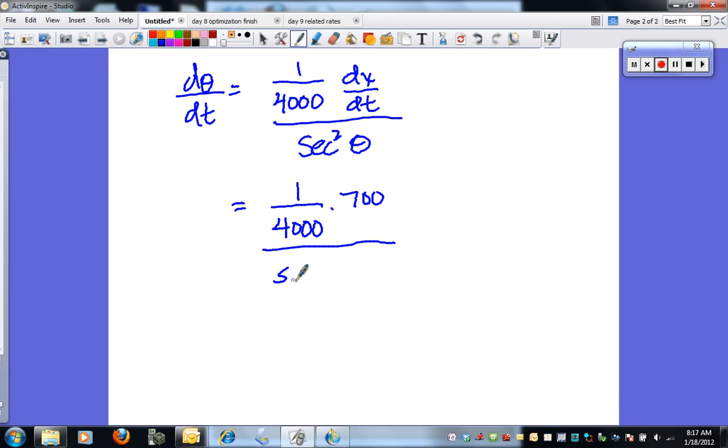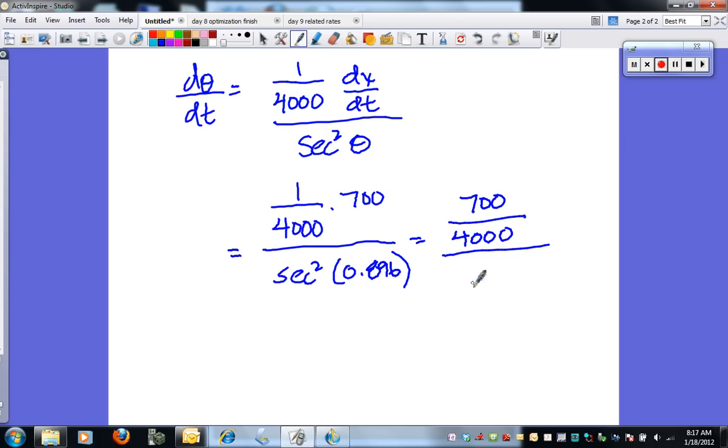And then we have to find secant squared of 0.896. Again, using your calculator, you can multiply this. Oh, this is easy enough. 700. Oh, I don't like that equal sign up there. I'm sorry, I'm talking a little fast. You can always slow this down, stop it, all that good stuff. But YouTube gives me some time restrictions on here. So that's why I'm talking a little fast.